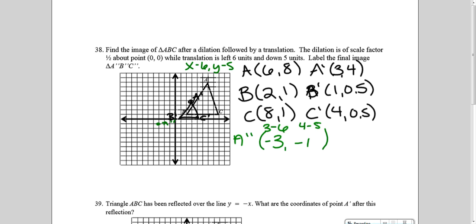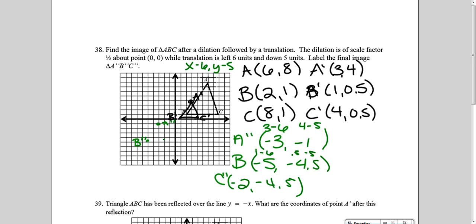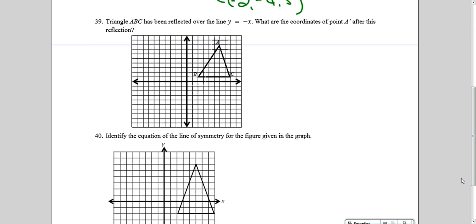There is my A double prime. B double prime: 1 minus 6 is negative 5, and 0.5 minus 5 is negative 4.5. There's B double prime. C double prime ends up at negative 2, negative 4.5. So there's C double prime, and there we go. All right. Triangle ABC has been reflected over the line y equals negative x.